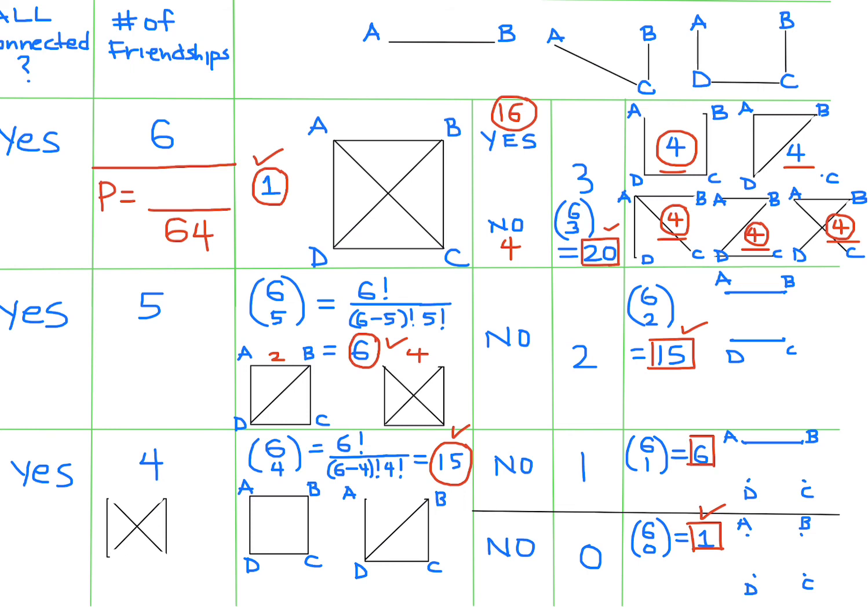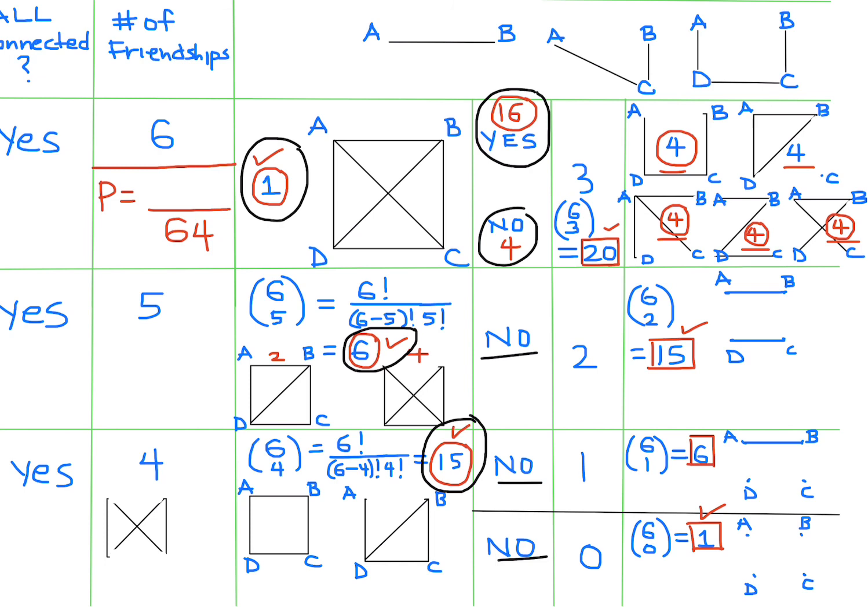Numerator is the yeses. So this was a yes, that's 1. This was a yes, that's 6, we're up to 7. This was a yes, that's 15, we're up to 22. This one was a yes, 16. So now we're up to 38. And that's it, right? Yeah, that's it. Because everything else was a no. This is no, this is no, this is no, this is no. The 38 is my numerator.